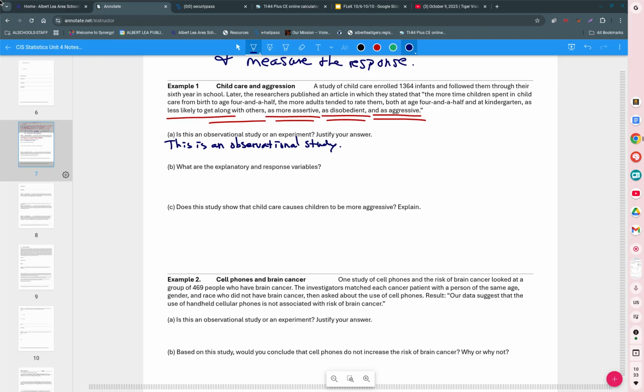This is a very, very good example of something that is poorly worded. People will take this all the time and they'll say, hey, we followed kids who were in child care and it looks like they were more disobedient, they had issues and stuff like that. They cannot draw that conclusion. This is an observational study, okay? Why? No treatment was imposed on the children.